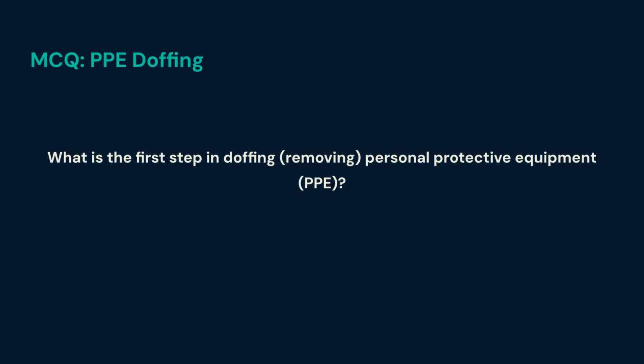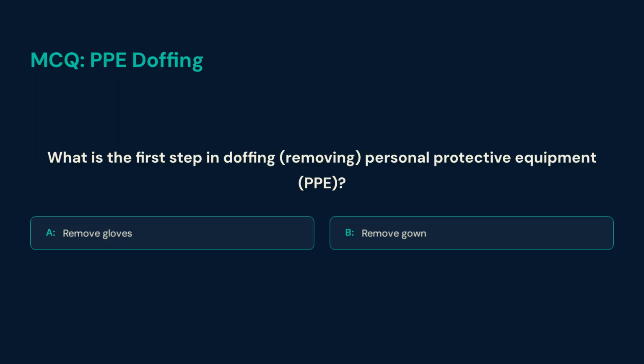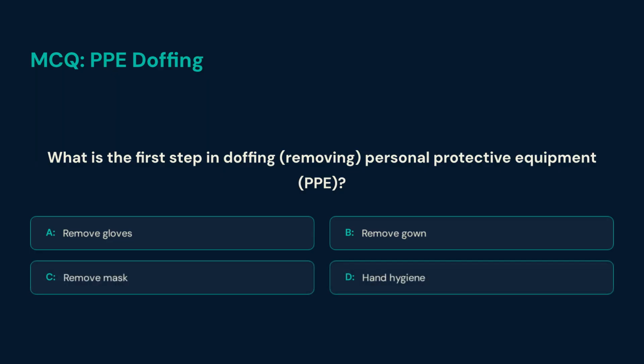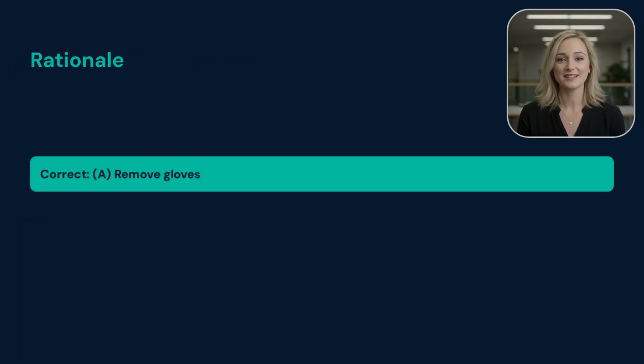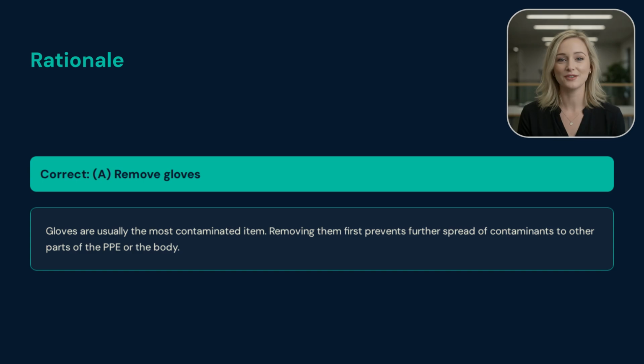Let's discuss PPE doffing. What is the first step in doffing, or removing, personal protective equipment, PPE? A. Remove gloves, B. Remove gown, C. Remove mask, or D. Hand hygiene? The correct answer is A. Remove gloves. Gloves are usually the most contaminated item, and removing them first prevents further spread of contaminants to other parts of the PPE or the body.